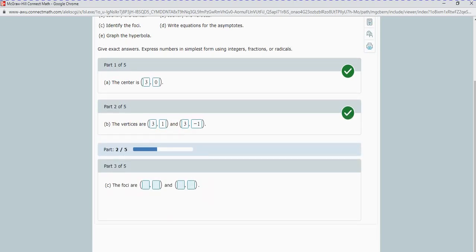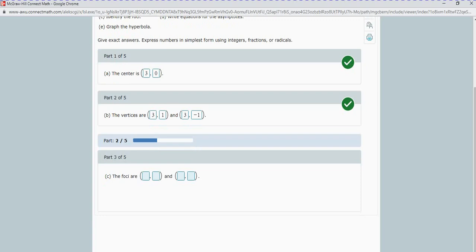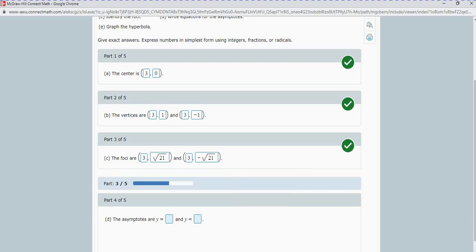Now, the foci, that's where it gets a little bit more complicated to type. And again, we were warned at the beginning, integers, fractions, or radicals. So radicals are realistic in this case. Fortunately, it's built in for us to be able to type them, so we don't have to worry too much about that. So our first focus is at 3, root 21. So I'm going to use my square root tool, root 21, and then 3, negative square root of 21. Okay, let's check those. Okay, those are right as well. So if you were worried about the numbers up to that point, that's confirmation that we're on the right track.